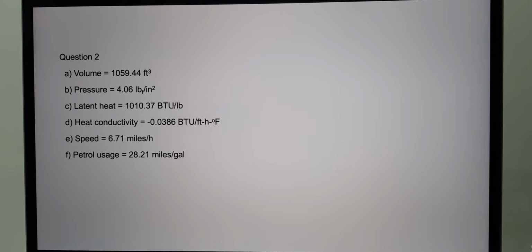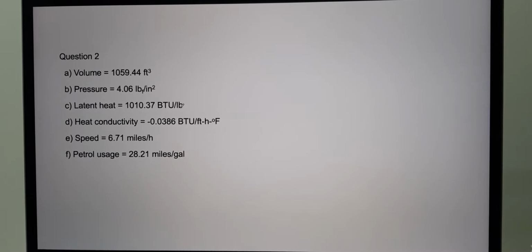Then we move on to question number 2. The answer for question 2A, volume, is 1059.44 feet cubic. For pressure, it is 4.06 pound force per inch square. Question 2C, latent heat equals 1010.37 BTU per pound. D, heat conductivity is negative 0.0386 BTU per feet hour degree Fahrenheit, and the speed is 6.71 miles per hour. And last but not least, question 2F, petrol usage is 28.21 miles per gallon.